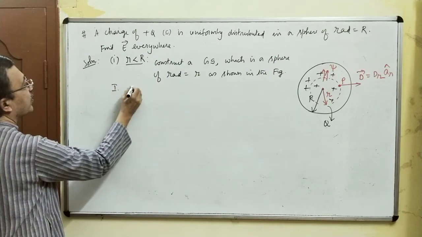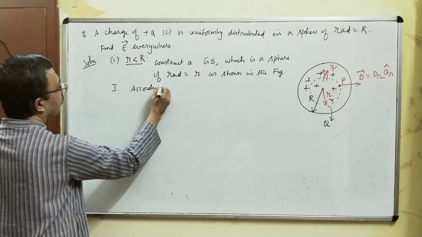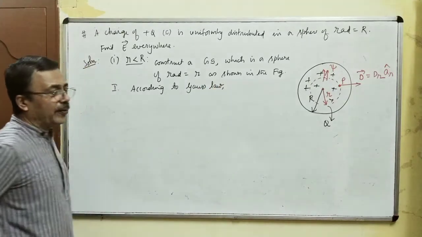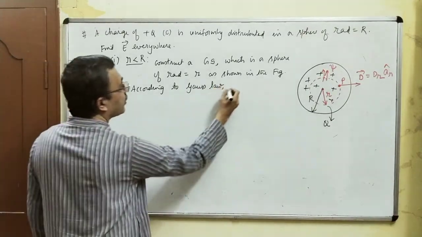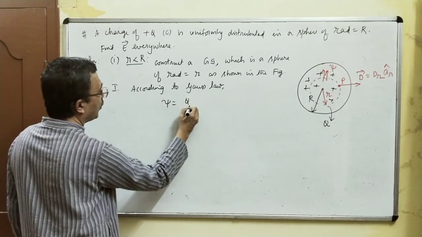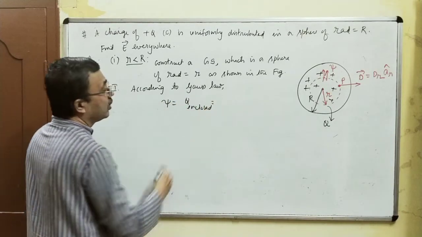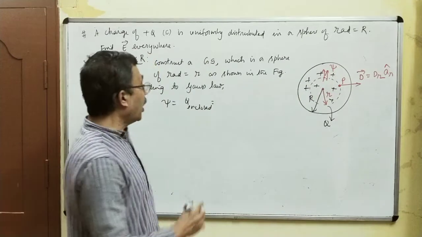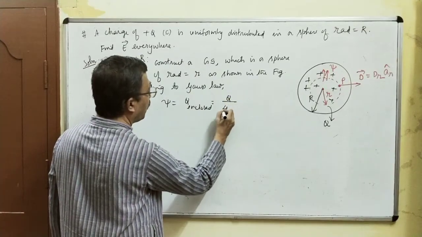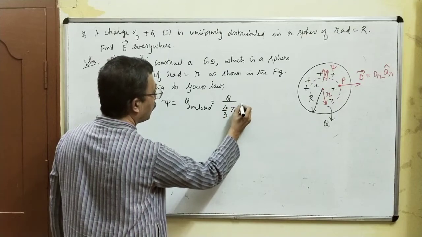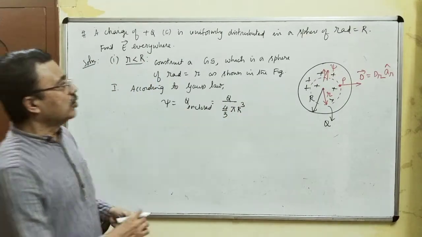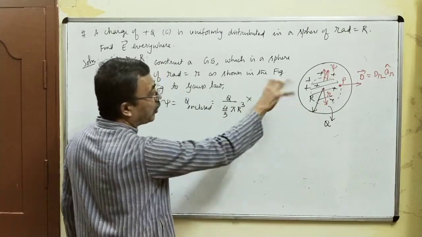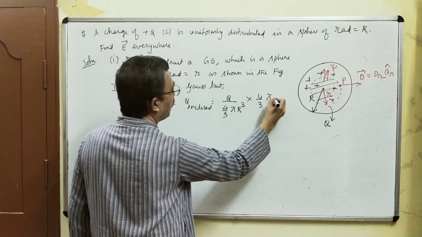Step number 1. According to Gauss's law, electric flux psi is equal to charge enclosed. What is the charge enclosed? Q coulombs is uniformly distributed inside the volume. What is the charge per unit volume? It is Q divided by 4/3 pi R cube. This is the charge per unit volume. So what is the charge within this volume? Multiply this by the volume of the Gaussian sphere, which is 4/3 pi r cube.